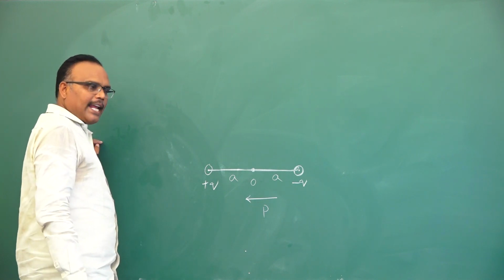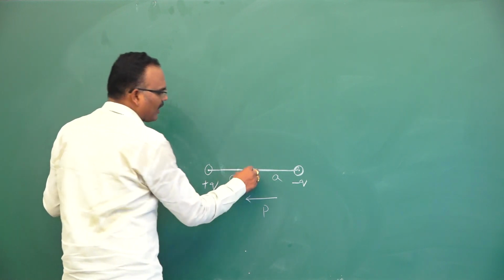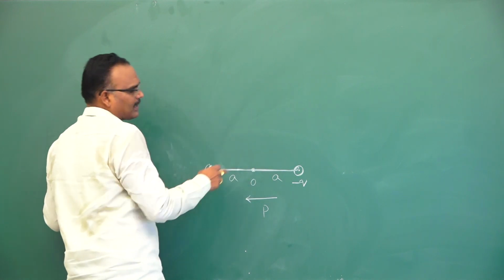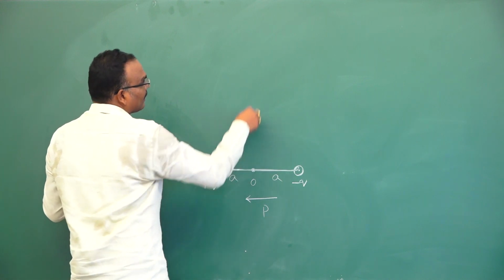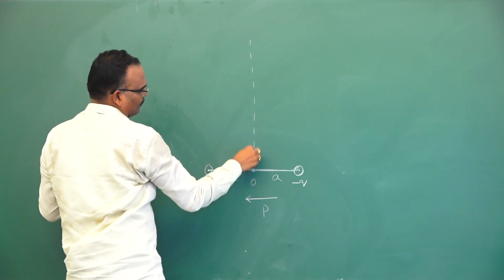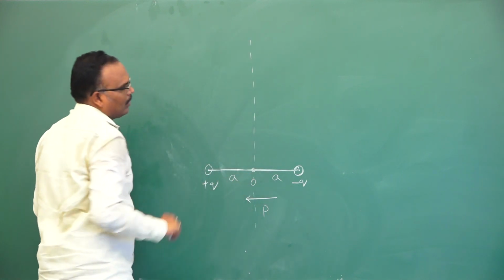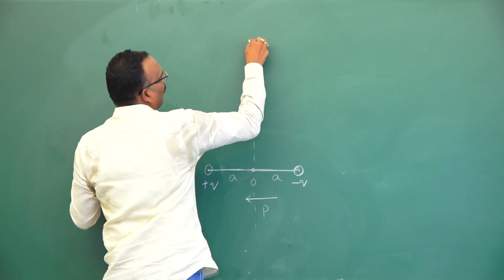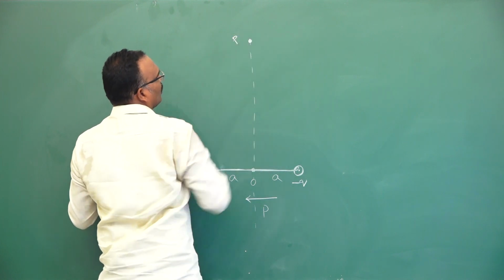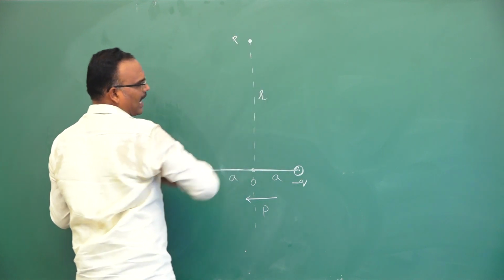Now I need to draw an equatorial line. What is the definition of the equatorial line? The line passing through the center of the dipole and perpendicular to the dipole axis. That means this one. On this line I have selected a point P which is at a distance r from the dipole.